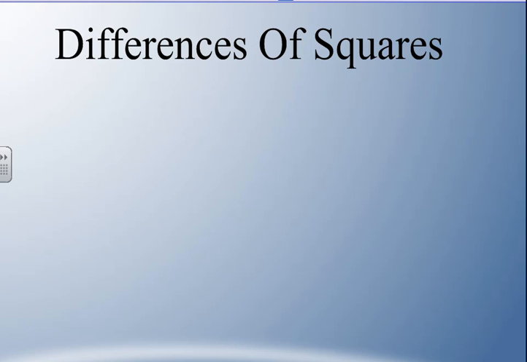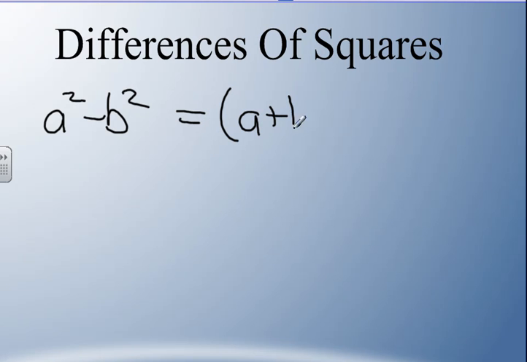Today let's talk about differences of squares. The basic formula for factoring differences of squares is a squared minus b squared. You have to have a square in the beginning, a square in the end, and a minus sign in the middle. This can automatically be factored into a plus b, the square root of the first one and the square root of the second one, times a minus b. One's a positive, one's a negative.